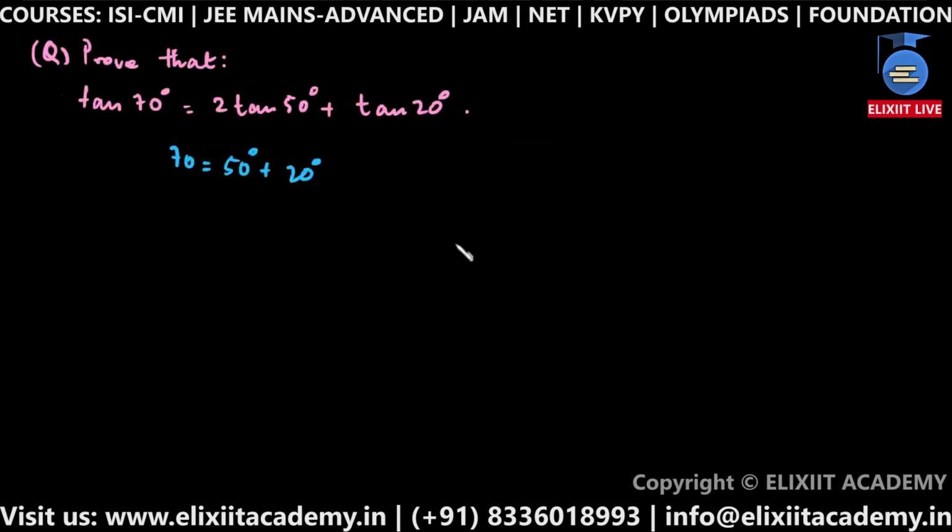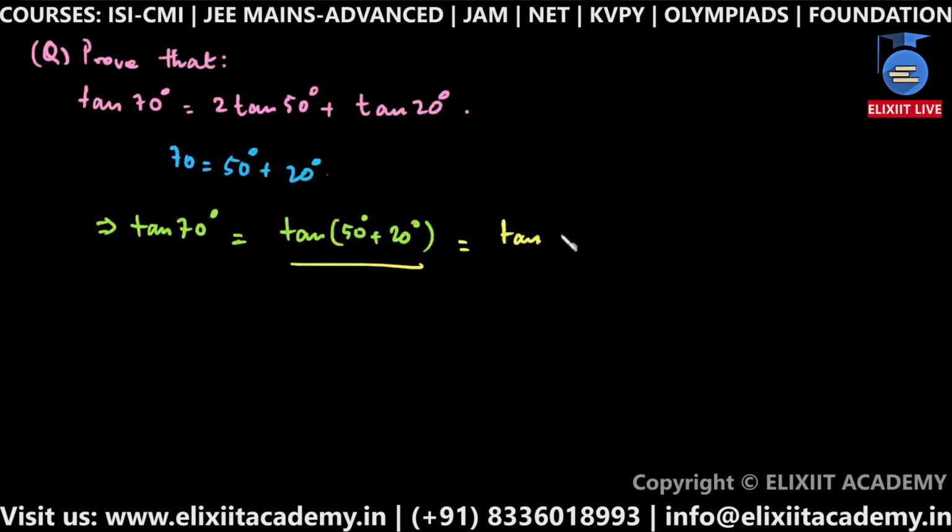Now simply take tan on both sides. If you take tan on both sides, we have tan 70 degrees, which is tan of 50 plus 20 degrees. Now what you're going to do is expand this tan of 50 plus 20. That's all. This is tan of A plus B, so tan 50 plus tan 20 upon 1 minus tan 50 into tan 20.